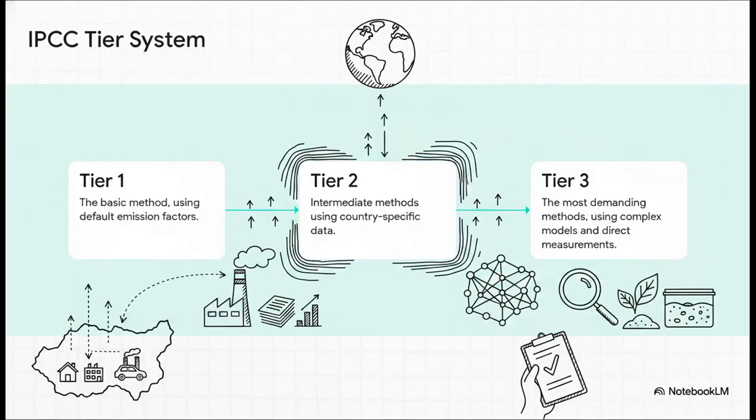To make this work for everyone, the IPCC came up with a tiered system. Tier 1 is pretty basic. It uses global default numbers. But as you move up to Tiers 2 and 3, things get way more specific. You start using country-specific data, complex models, even direct measurements. It's all about getting more accurate, localized estimates. So, okay, this is the how-to guide, but where does the actual data come from? Let's start from the ground up with what's called the bottom-up approach.